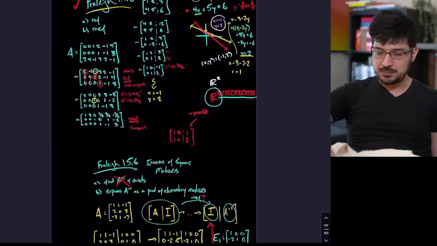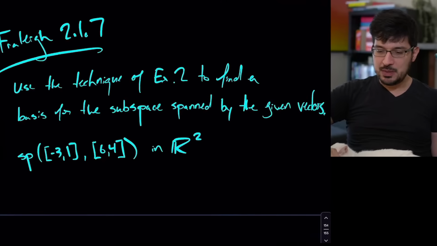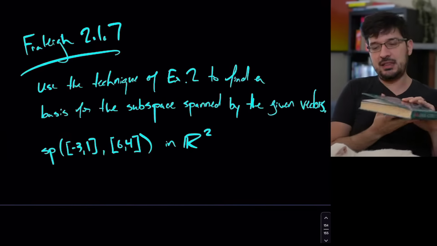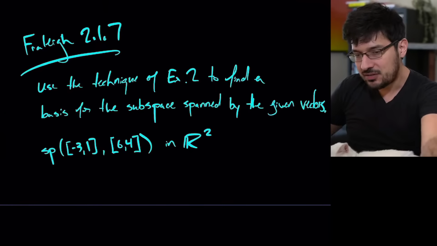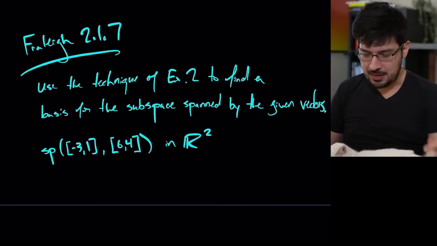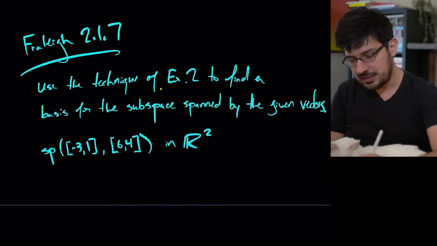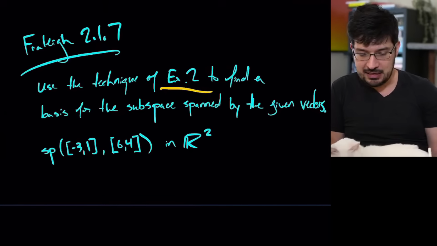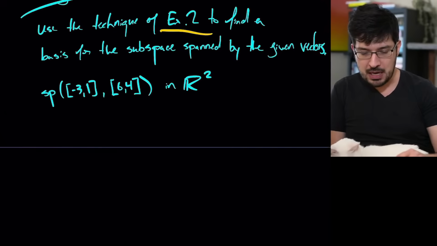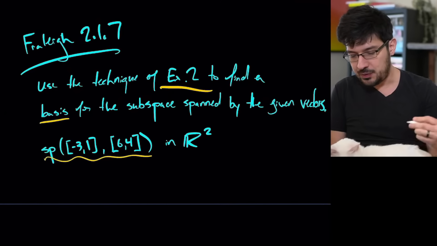So let's go. Let's review. Now we are in chapter 2. Chapter 2 is about dimension, rank, and linear transformations. Here is the first problem. I'm already somewhat stuck because I am not reading. My method right now is I am deliberately not reading the section until I need to. I don't know what this technique is that it's referring to, but what it's asking is to find a basis for this subspace.